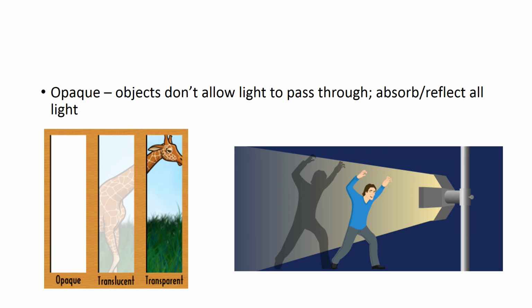And then finally, the man in the picture is himself opaque. Light isn't passing through him. There aren't any dots of light in the middle of his body that we can see through. There's just the light around him creating the shadow, but he himself is opaque.